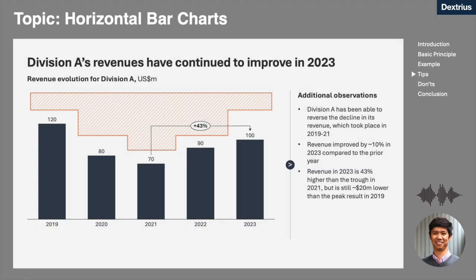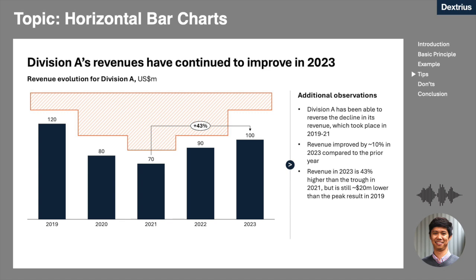The third tip is that you can also use white space above the chart productively as well. So in this example, you can already see that we've inserted an arrow that shows the delta between 2021 and 2023, which is showing that the increase was equal to 43%. So you can see that already just by doing that, the chart looks much more interesting compared to what it would have looked like without it.